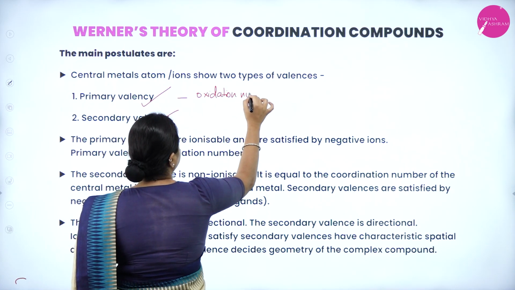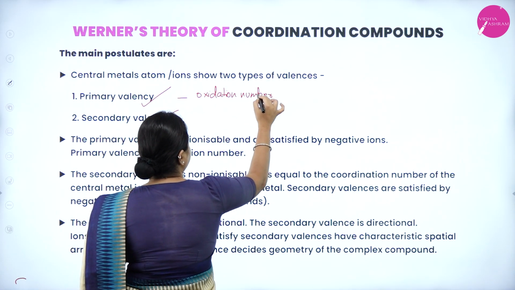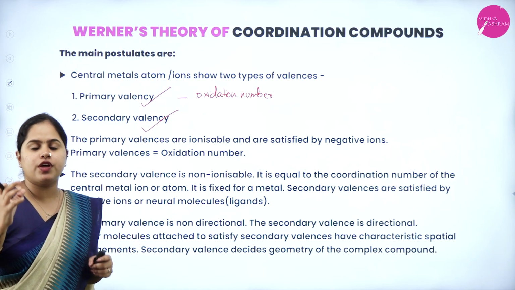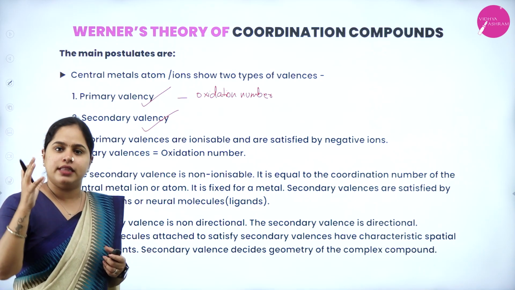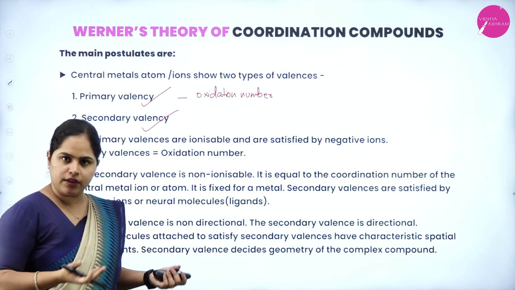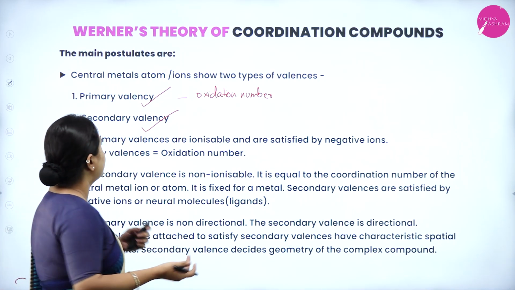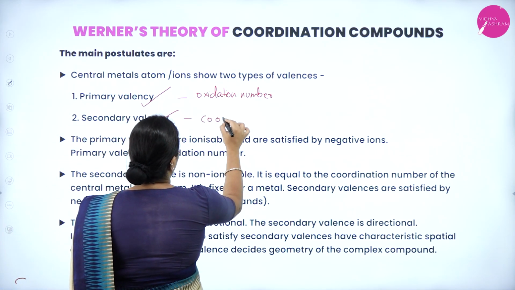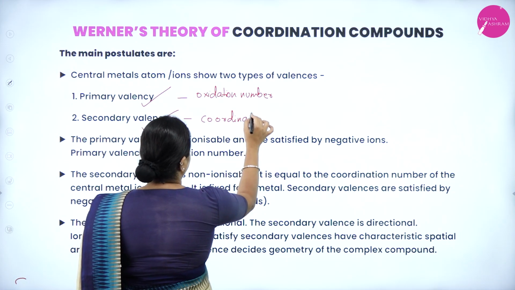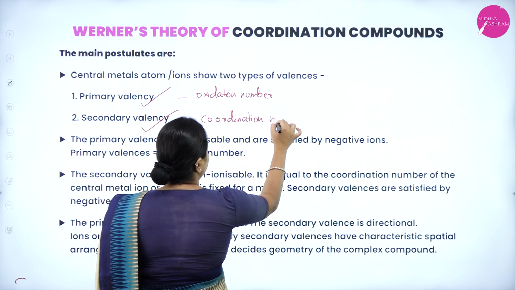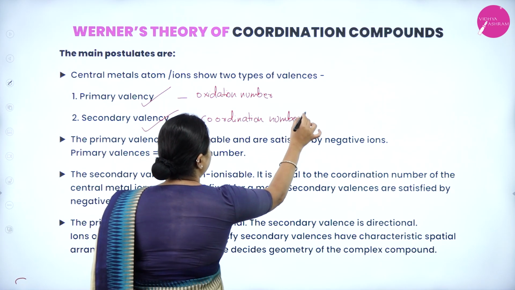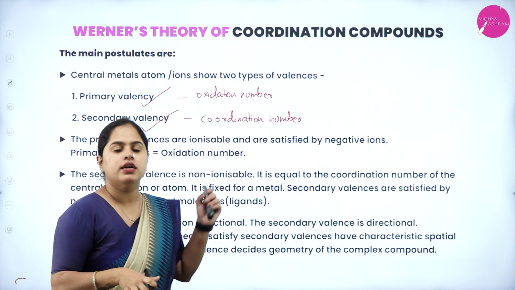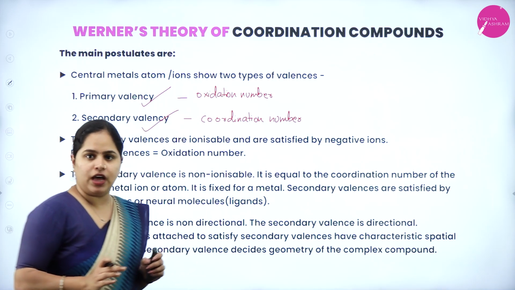In the last session, we already discussed in detail how to calculate the oxidation number. Once you have calculated the oxidation number, that is exactly equal to the primary valency of the central metal atom. Now what is secondary valency? Secondary valency is equal to the coordination number. It is equal to the coordination number of the central metal atom, or the coordination number of the coordination compound, and is called the secondary valency.